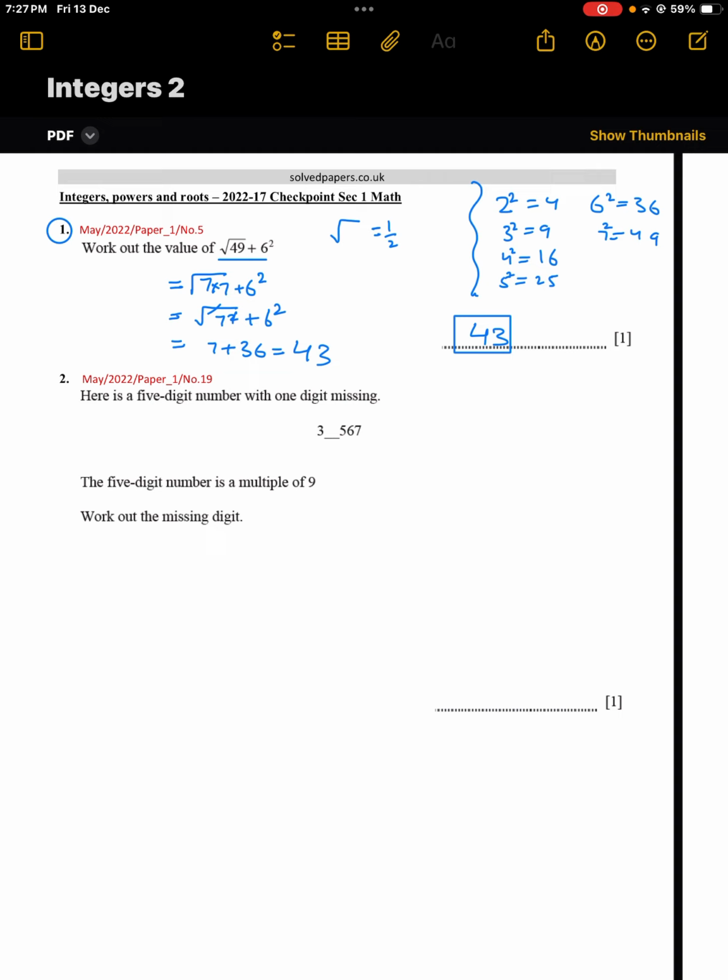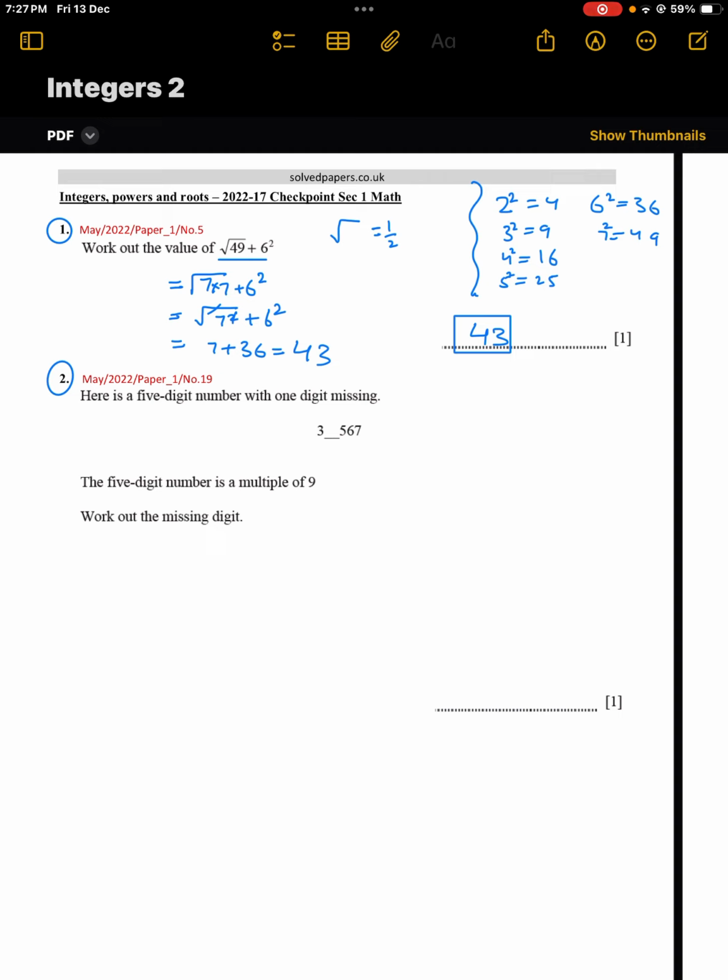Question number 2. Here is a 5-digit number with 1 digit missing. The 5-digit number is a multiple of 9. Work out the missing digit. For this question, we will be using the concept of the divisibility rule. As I've told you in the class, go through the divisibility chart that you have done in your notebooks, and the divisibility rules are in the textbook as well.